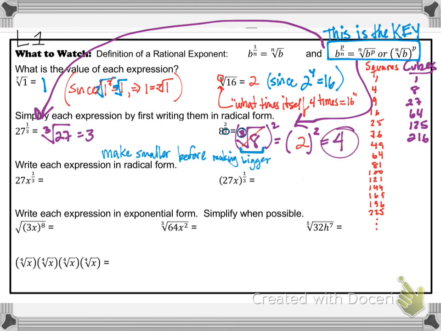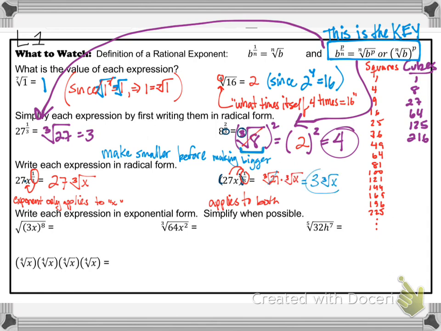Now, writing these in radical form, the exponent only applies to the x in this case, because of order of operations, you're going to raise the exponent before you multiply by the 27. So that's going to be 27 times cube root of x, rather. Since this whole thing is being raised to the 1/3 power, it applies to both. So writing it like that. Now, we can take the cube root of 27, so we will simplify that and get that result.